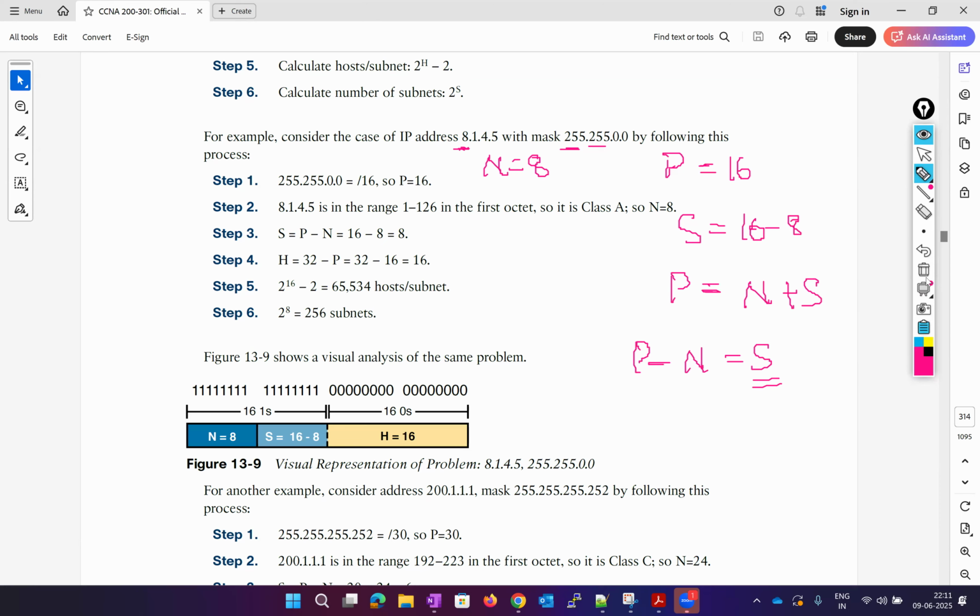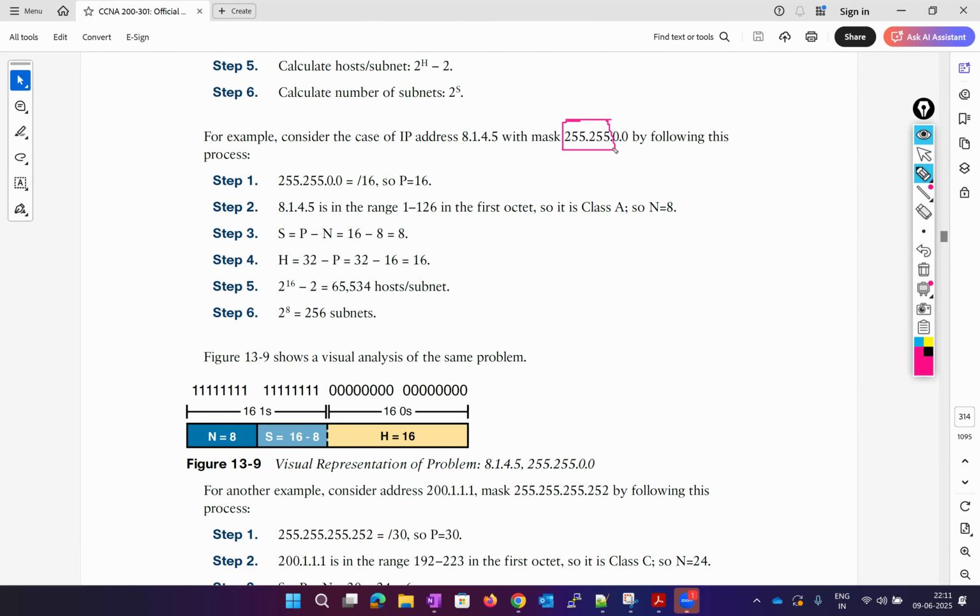Very simple calculation. Let me tell you that once again. The total number of ones in the address mask is called the prefix. So over here, you have P equal to 16. Then this is a class A IP address, so obviously you will have 8 network bits. So what is going to be the subnet bits? P minus N, that is 16 minus 8, and you have the total number of subnet bits as 8.